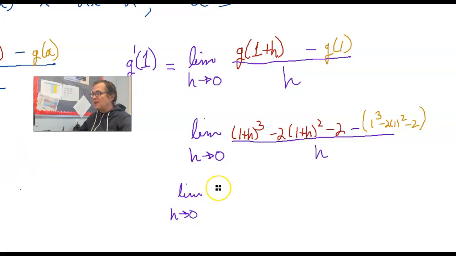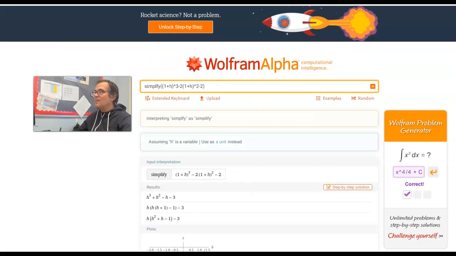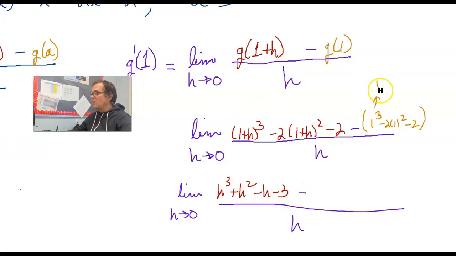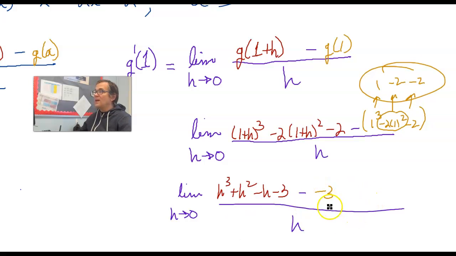All that red stuff became h cubed plus h squared minus h minus 3, all over h. And then of course all this stuff, we're going to do minus, this becomes a 1, this becomes a minus 2, this becomes a minus 2, so all the orange stuff turns into a negative 3, and then what will happen is these 3's will cancel, and if you're not sure how to evaluate the limit from here, watch the video on the limit.